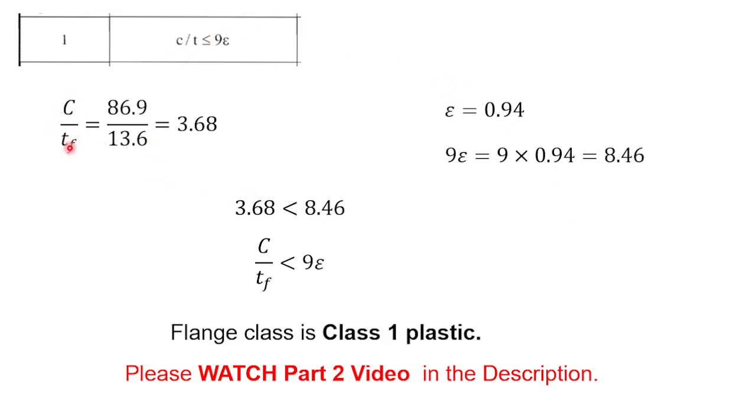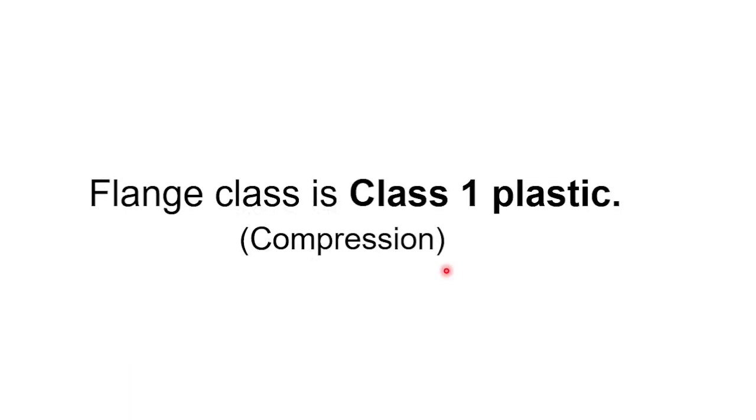So we found the C over T ratio, which equals 3.68. Then I found the epsilon value, which is 0.94. Then I have to find 9 times epsilon, so 9 epsilon equals 8.46. So 3.68 is less than 8.46. That means the C over T ratio is less than 9 epsilon, so the class 1 condition is satisfied. So we can say the flange class is class 1 plastic.